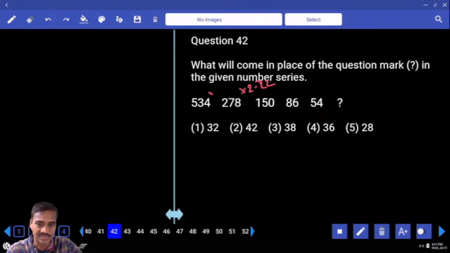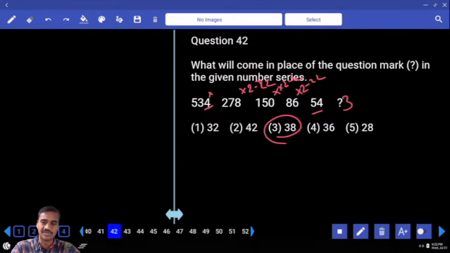Now 278, 256 minus 22, 534. Into 2 minus 22. 86 into 2 is how much? 172. Minus 22, 150. Now 54 into 2, minus 22. Then 54 plus 22 is 76. 76 divided by 2, 38. Now 38 into 2 minus 22. Clear? And so what is the answer we have got? Choice 3, 38.